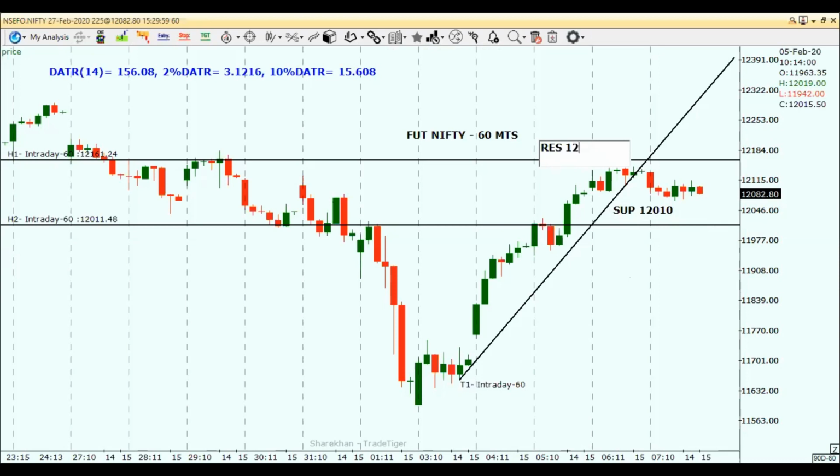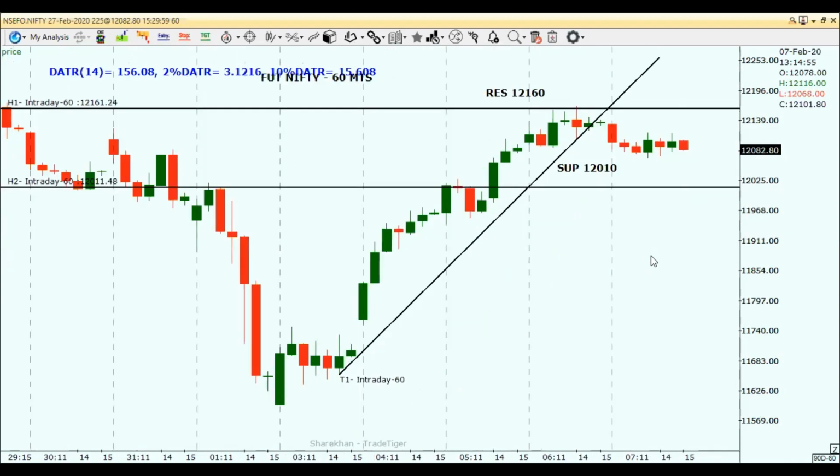This resistance is 12,160. So almost it is in the range of about a 150 points gap. This is what the situation is. If swing traders want to go short, they should keep the stop loss about 12,160. Anybody who goes long should have the stop loss at 12,010. So this is how you should plan.